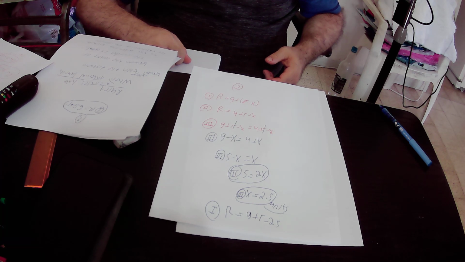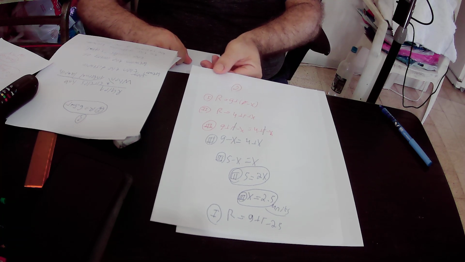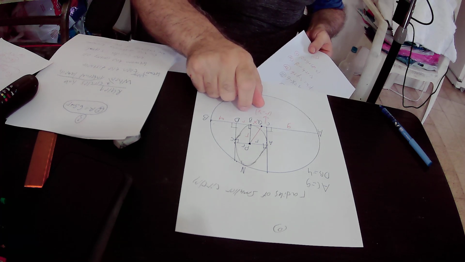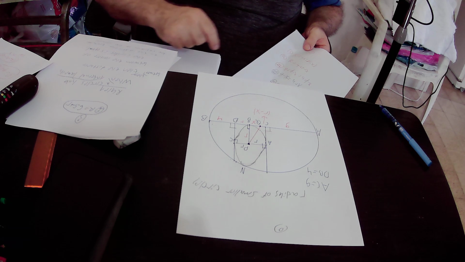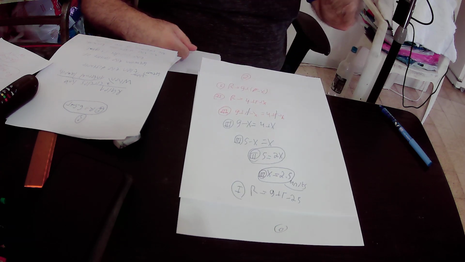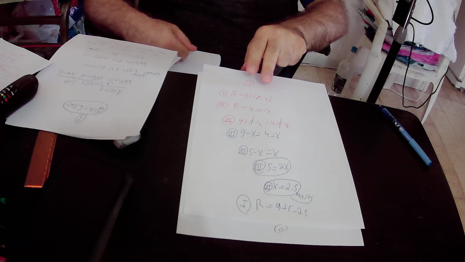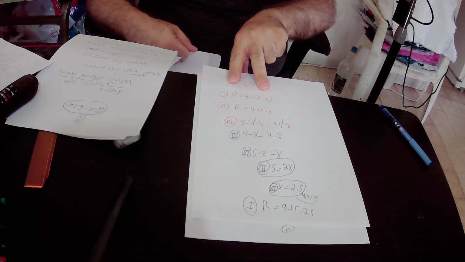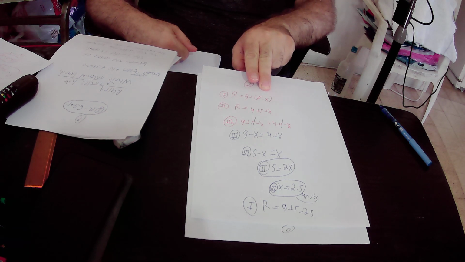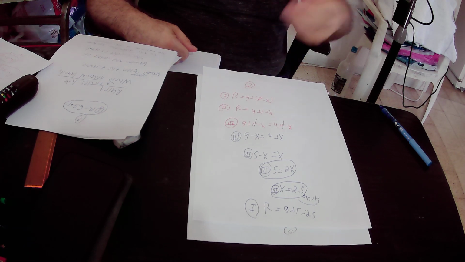And by solving equation number 3, we got that the value of x is 2.5 units. We found out that the value of x, that is actually QB, equals 2.5 units. Okay, and because x equals 2.5 units, we can put x in the first equation, and we will get that R equals 9 plus small r minus x, that is 2.5.